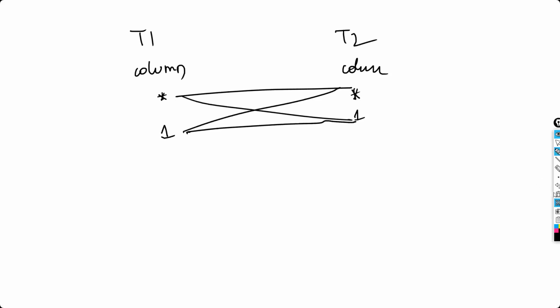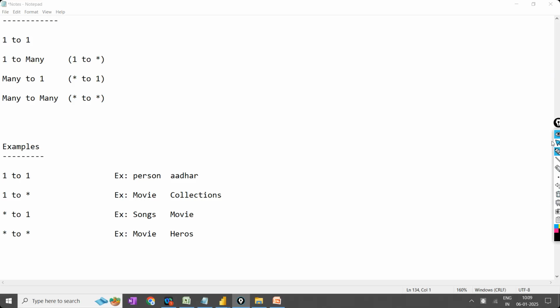Is cardinality clear for everyone? Does anyone have any questions on cardinality? One to one, one to many, many to one, and many to many. Guys, here for many to many, I'm taking the multi-hero movie. This is not a movie with a single hero. It is a multi-hero movie, with two heroes.